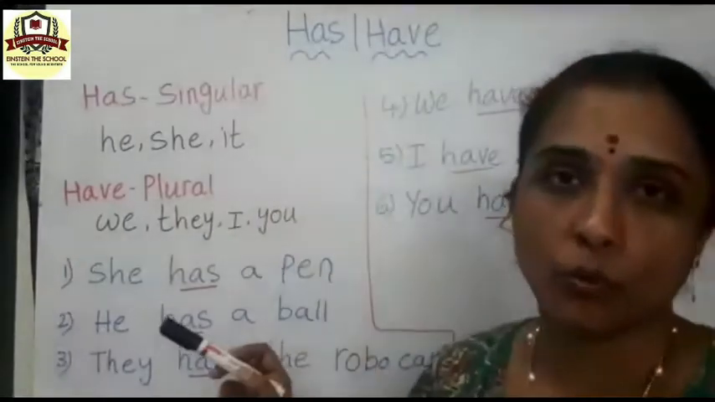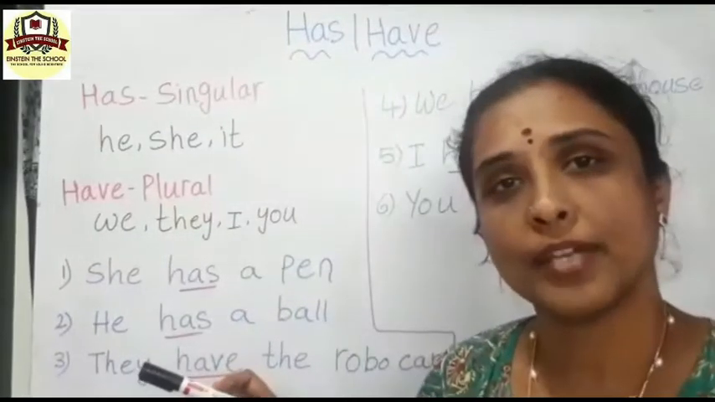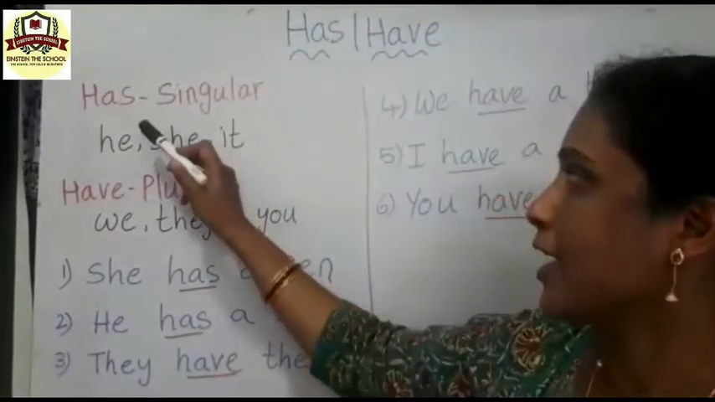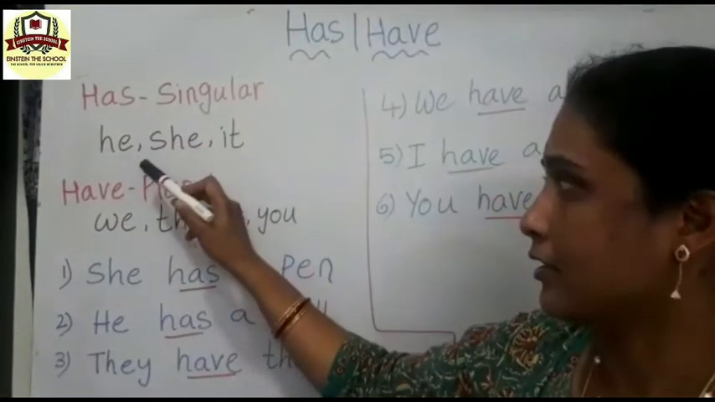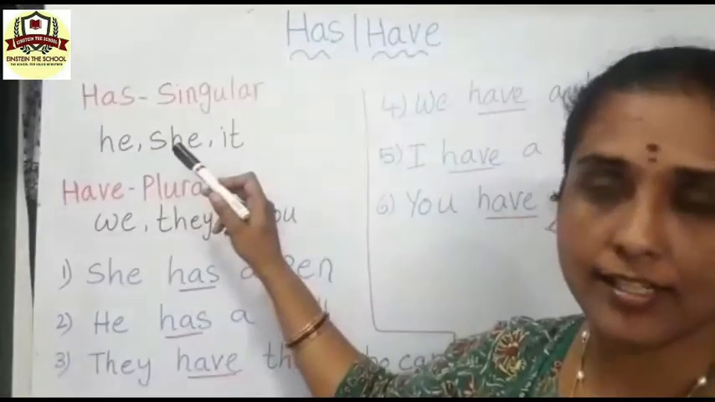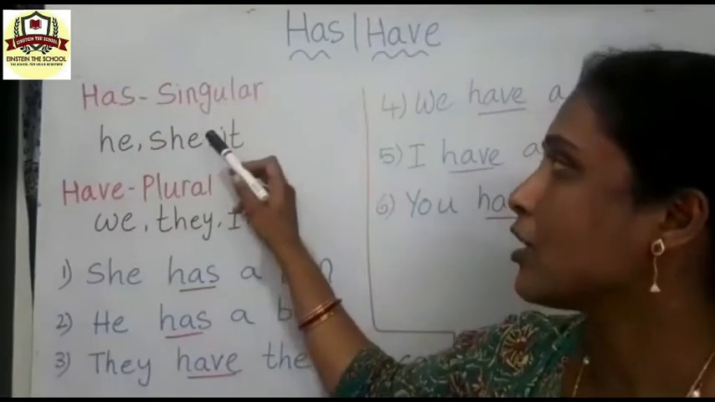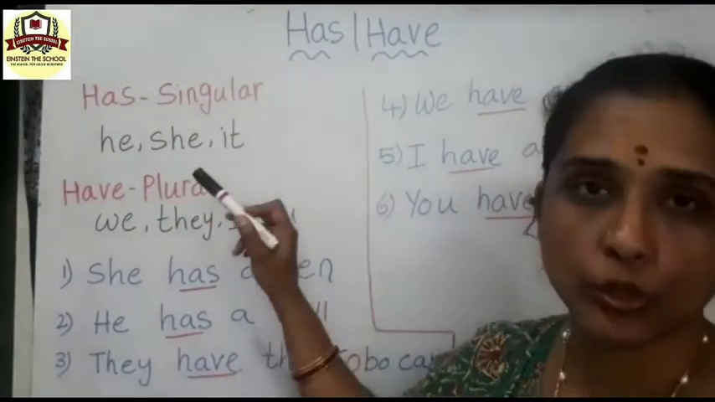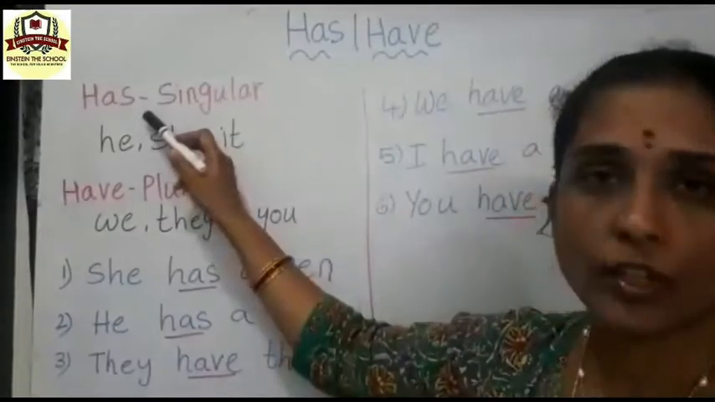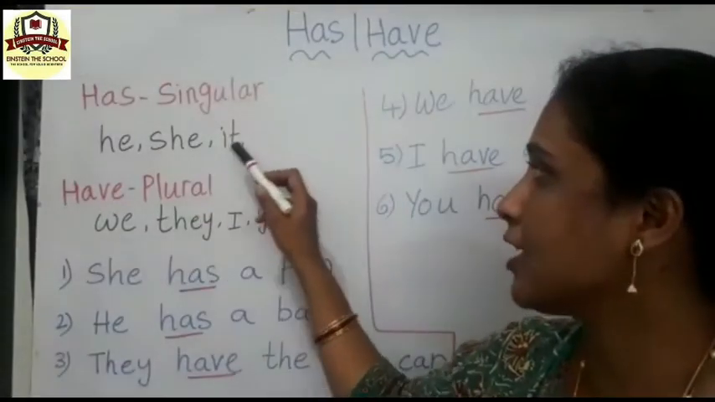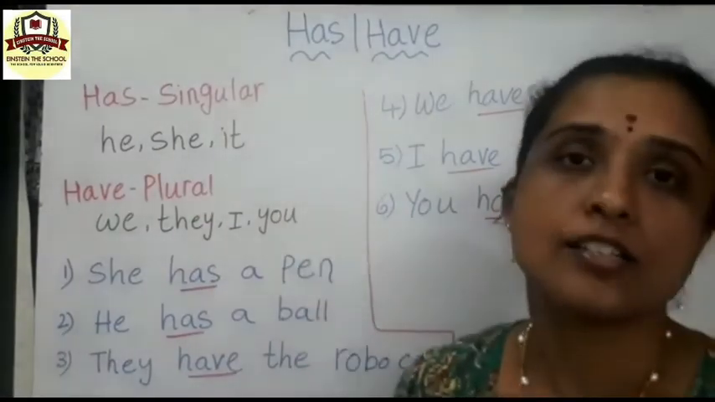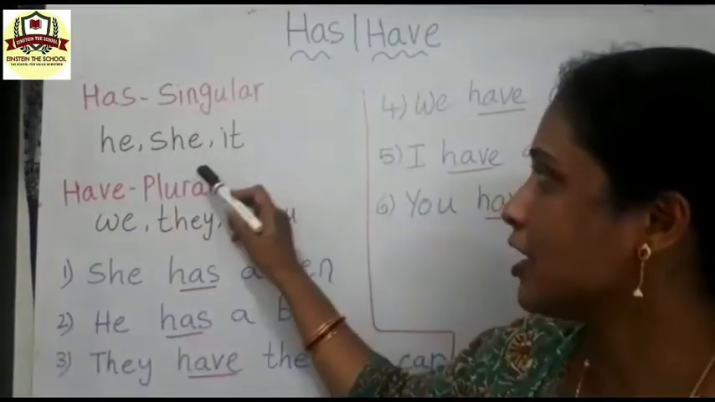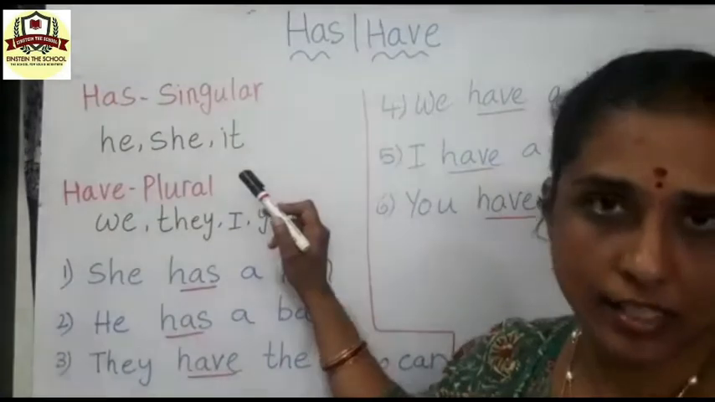Singular means what? One. Plural means two or many. Isn't it? Now see, has. When you see in a sentence he or she or it at the time, we should use has. Here he, she, it are singular. Understood children? Here he, she, it are singular.